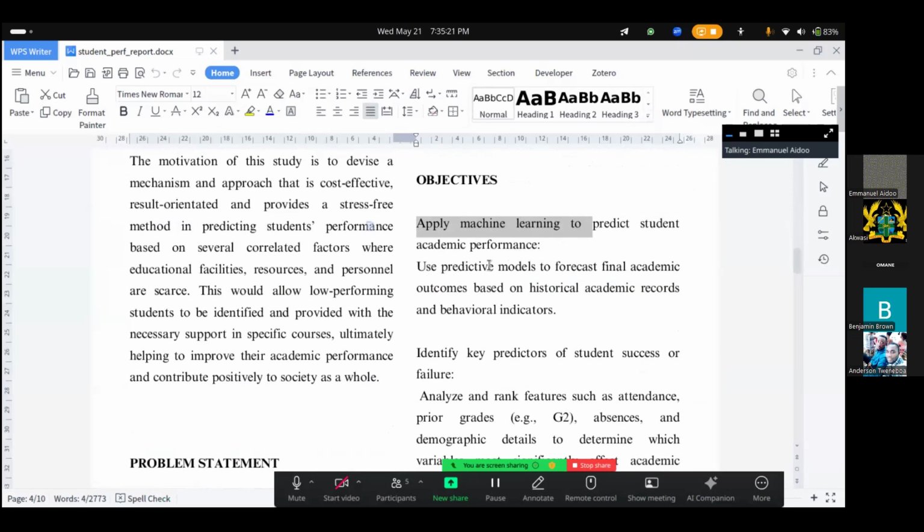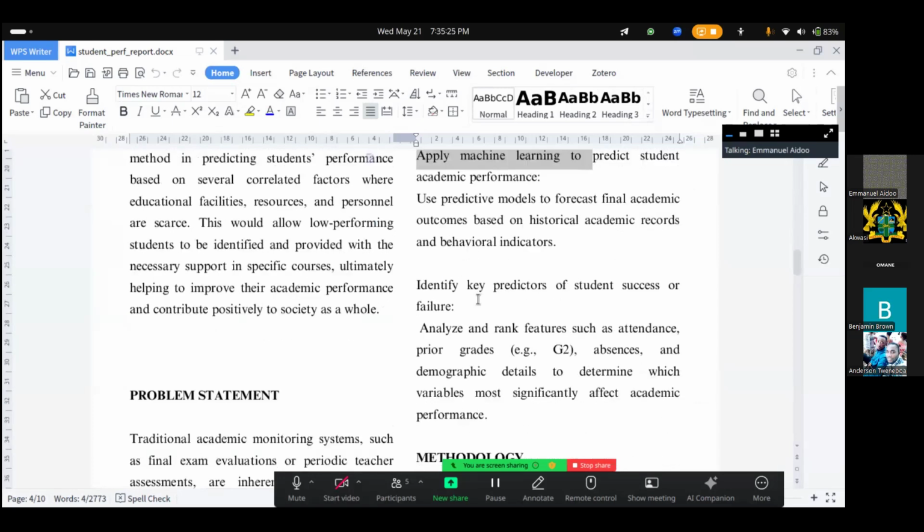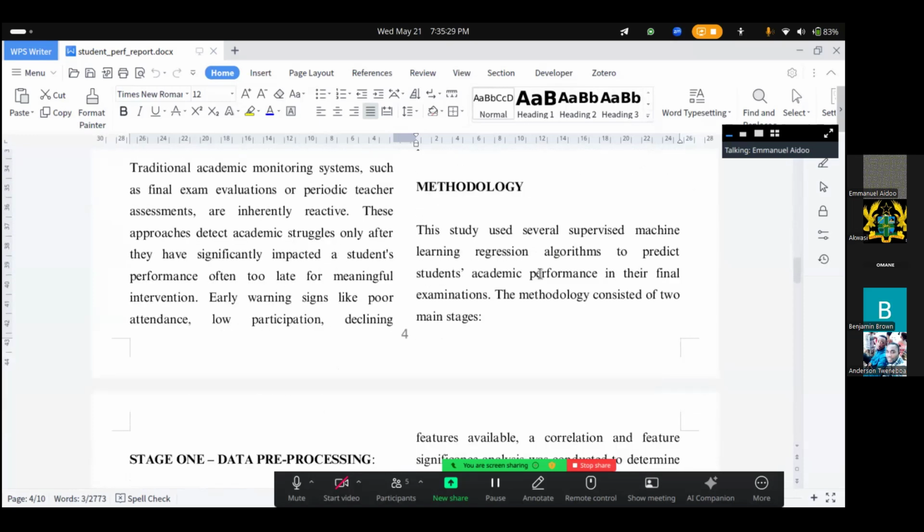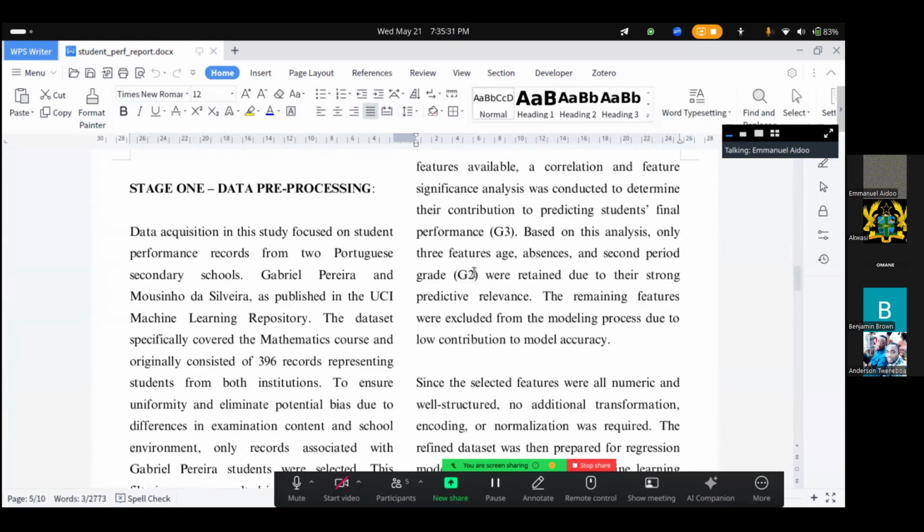They use the predictive models to forecast final academic outcomes based on the historical academic records and behavioral indicators. Data methodology, and then the stages. So the first stage was data pre-processing, just like I initially stated.